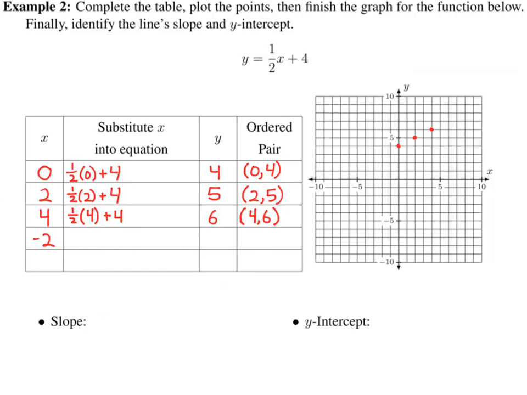Now, I got bored of positive numbers, so I chose negative 2 next. We should not fear the negative numbers. Y value is 3. And negative 2, 3. What's the point? Boom. All right, last one, negative 4. So substitute in negative 4. Get 2 for the y value. Negative 4, 2, boom. Okay. Make a line.